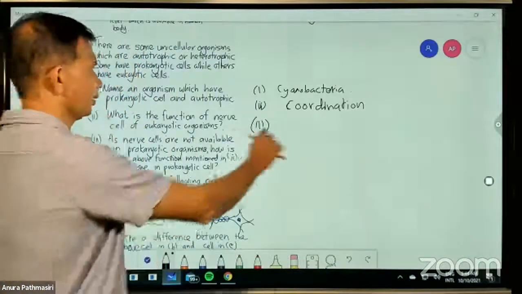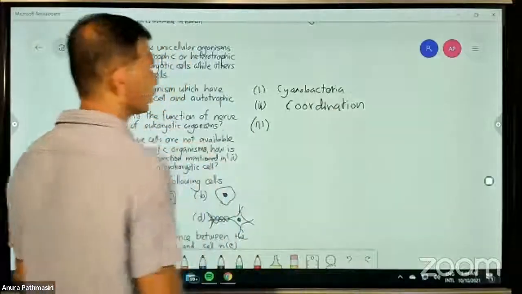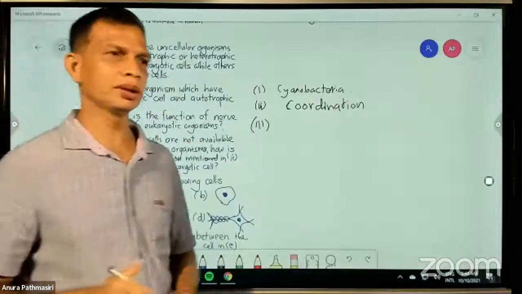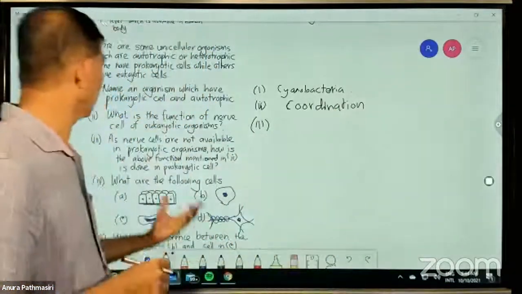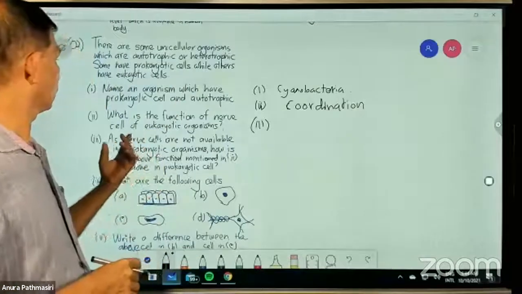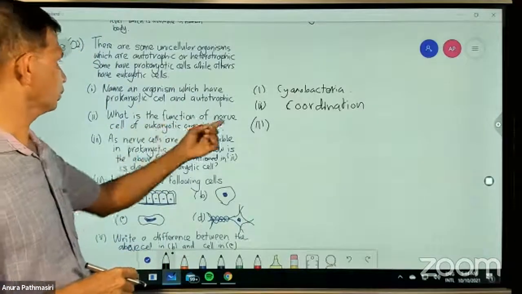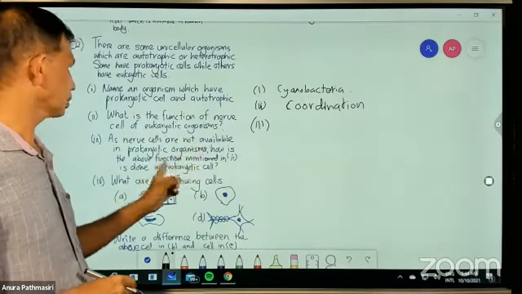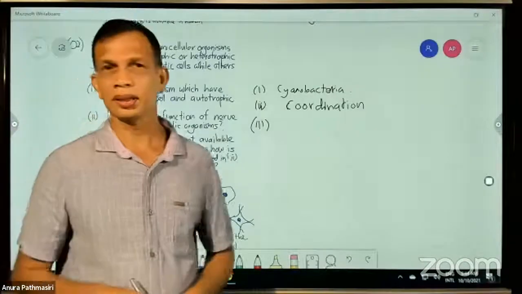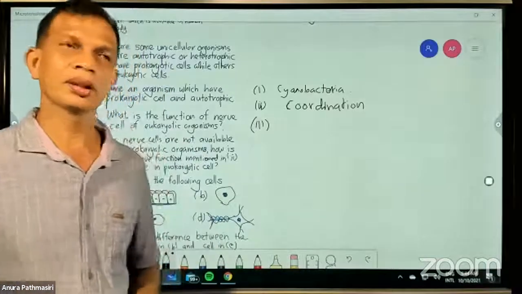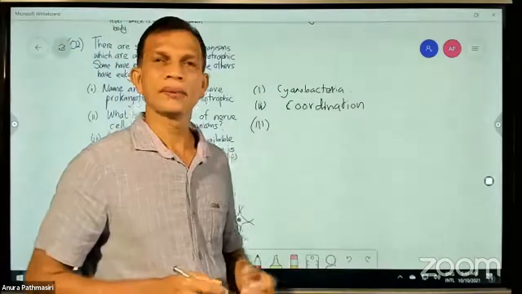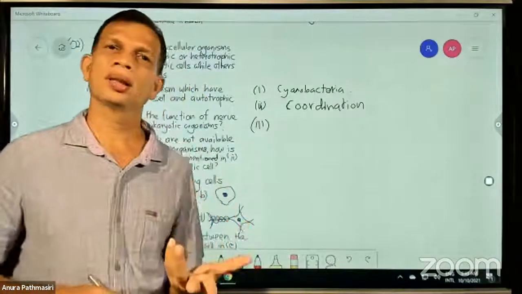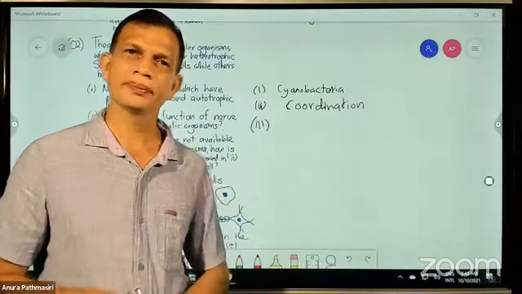What is the answer then here? Yeah, coordination. How is the coordination done? What is the function of nerve cells? Nerve cells are not available in prokaryotic organisms. How is the above function done? I'm referring to that. How is the... what is insulin?